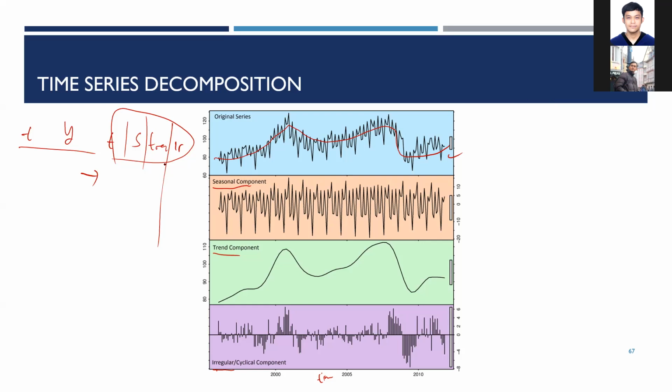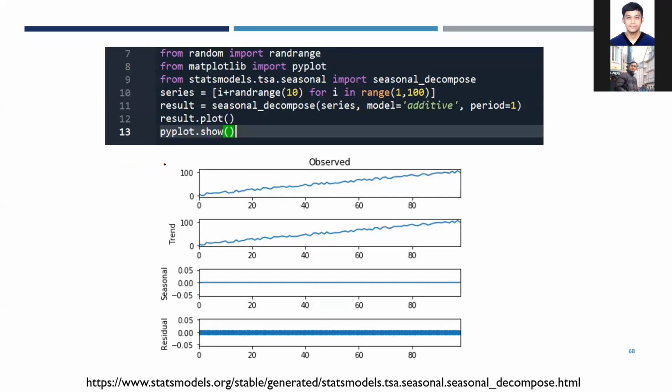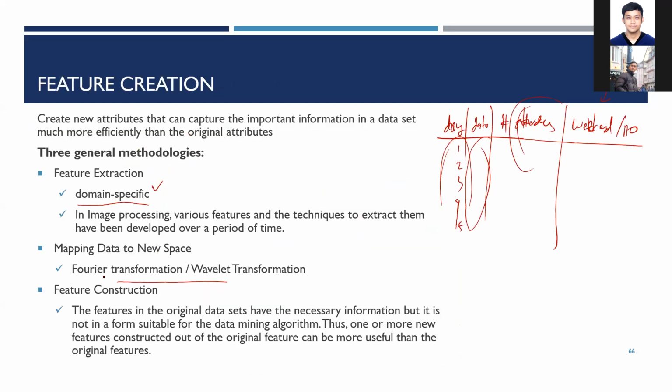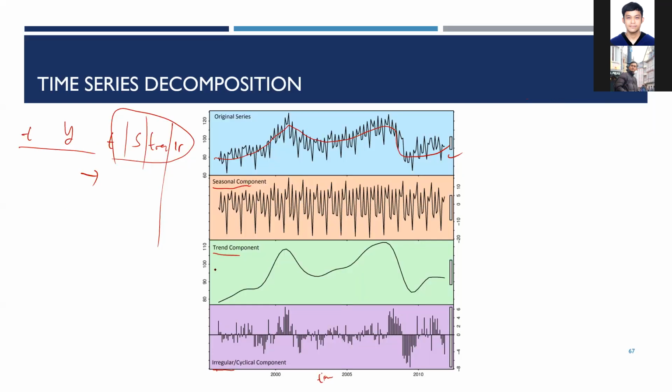Especially for time series decomposition, wavelet and Fourier transformation also have functions or packages in Python. MATLAB also has them. Time series decomposition is special for time series because time series data usually have at least these components: seasonal, trend, and irregularity.